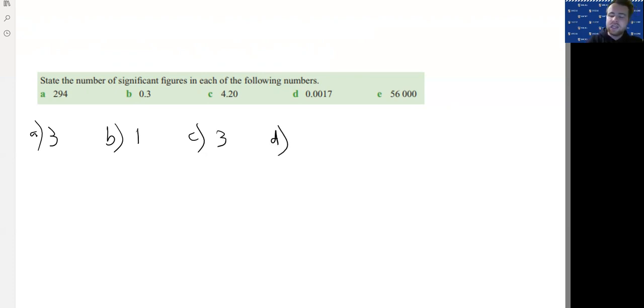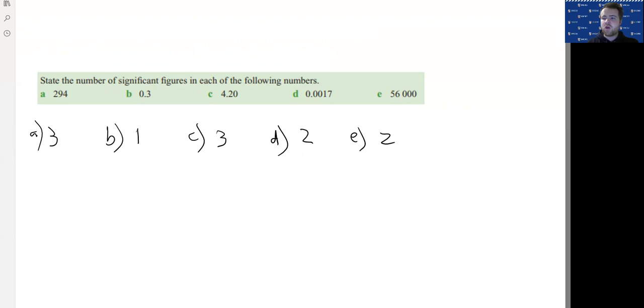Now for this one, D, we only start counting at the first non-zero digit. Even though these zeros are after the decimal place, we haven't had a non-zero digit yet, so they're just showing place value. They're not showing precision. The first significant figure is the 1 and the second is the 7, so we've got 2. And then finally here, we've got a 5, and the last non-zero digit is the 6. Those zeros after the 6 aren't after a decimal place. They're not showing precision, they're just showing place value. So this has 2 significant figures.